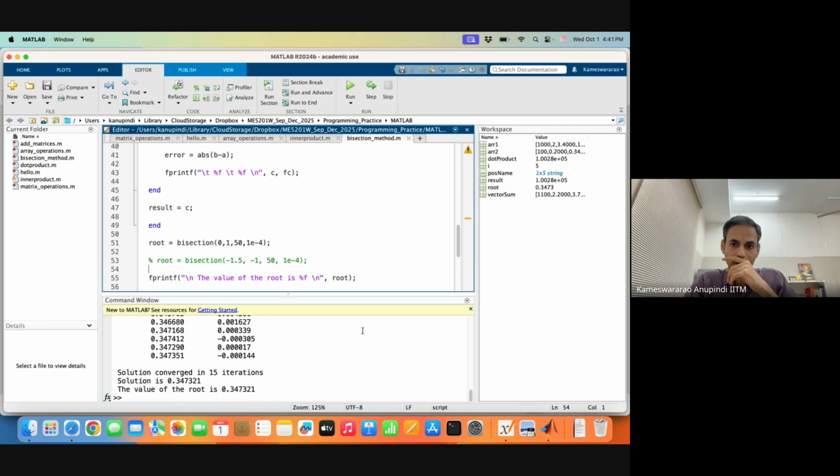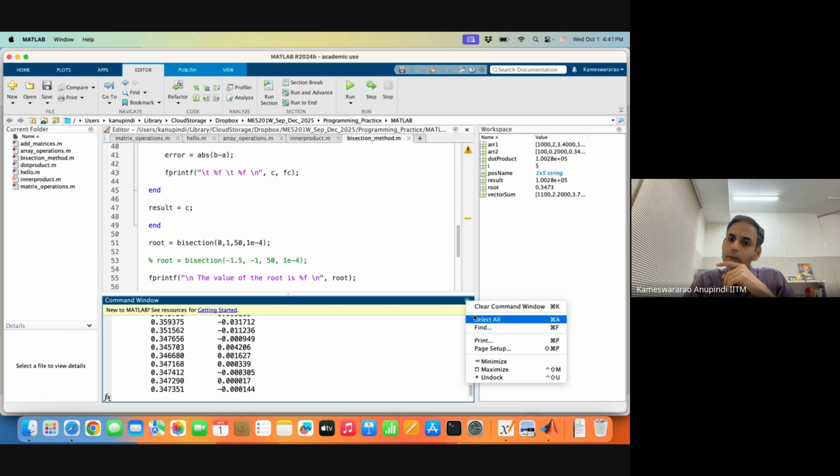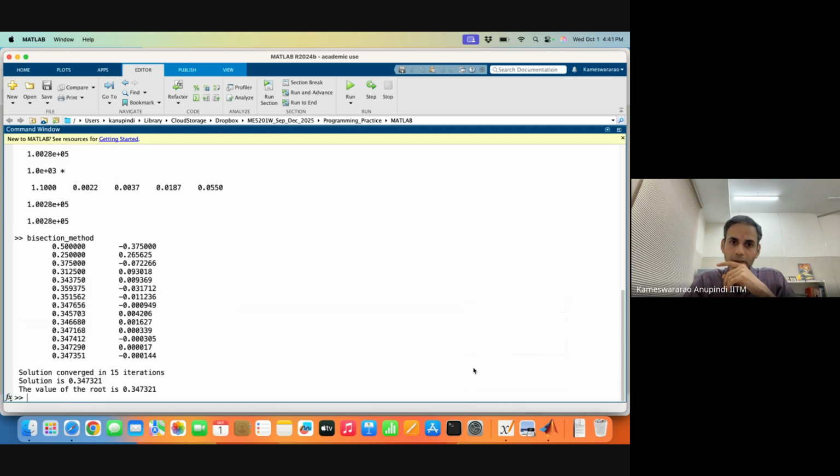Now you see it has printed something. Let me see if I can maximize it. Okay, so it has printed bisection method. The first one is 0 and 1. This thing is 0.5, right? It has the function value. Then 0.25 with its function value and so on. And it has already become 0.000144. After this, it would be less than the tolerance value. So its solution has converged in 15 iterations, and it basically prints all this. Okay, so that's what it has printed.